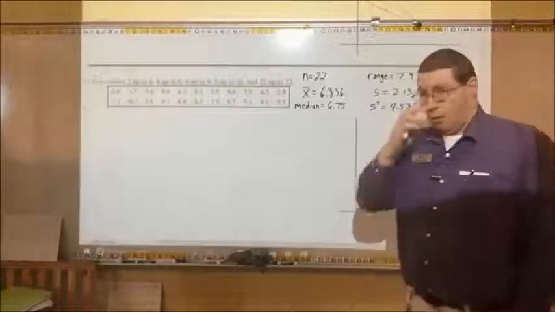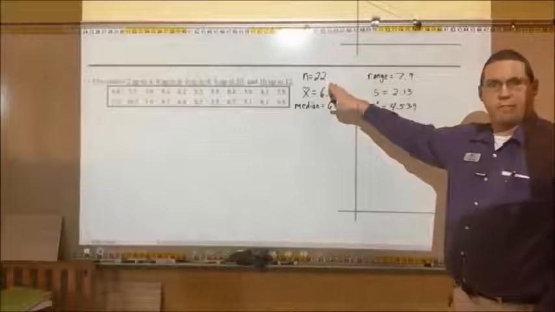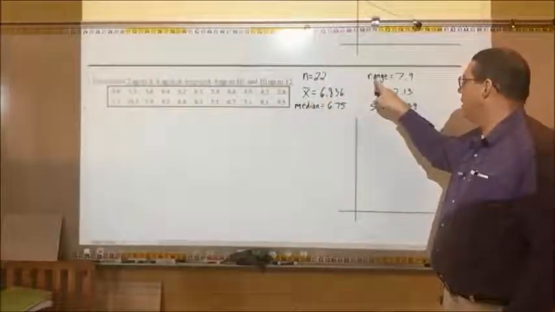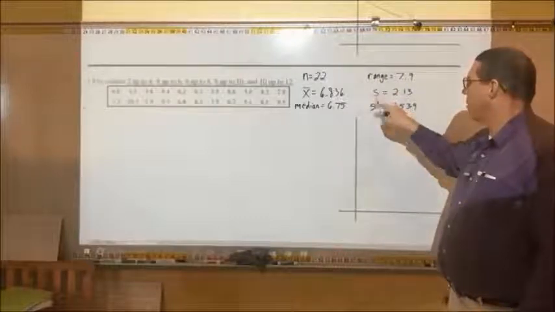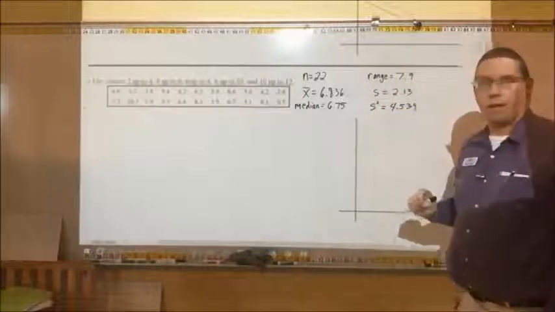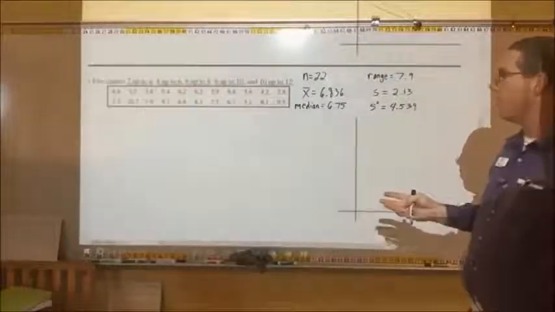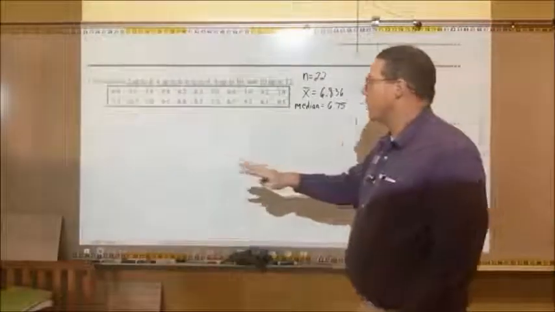All right, so now we've identified these pieces of information. We've got the sample size, the mean, median, the range, the sample standard deviation, and the sample variance, which you just saw how we calculated. And now we're going to make our frequency distribution.